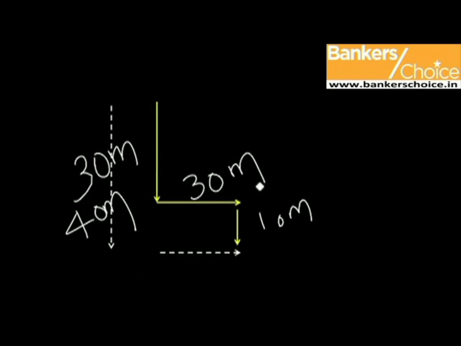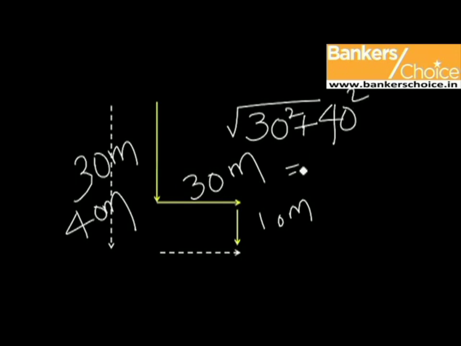Now to find the distance between the starting point and the point where he is standing now, we need to find the length of the hypotenuse, which is nothing but root of 30 square plus 40 square, which should be equal to 50. So the distance between the starting point and the ending point is 50 meters.